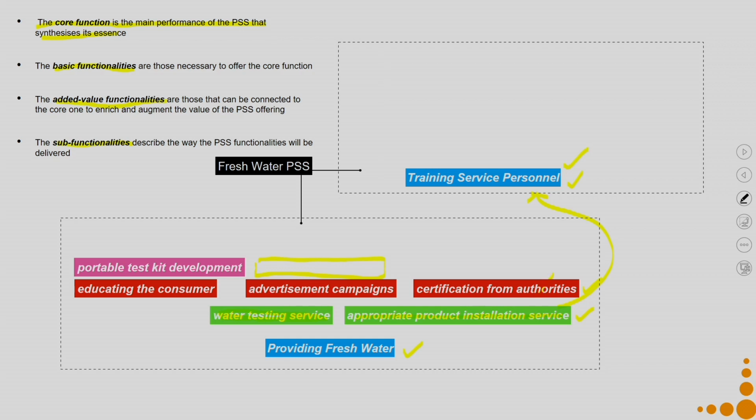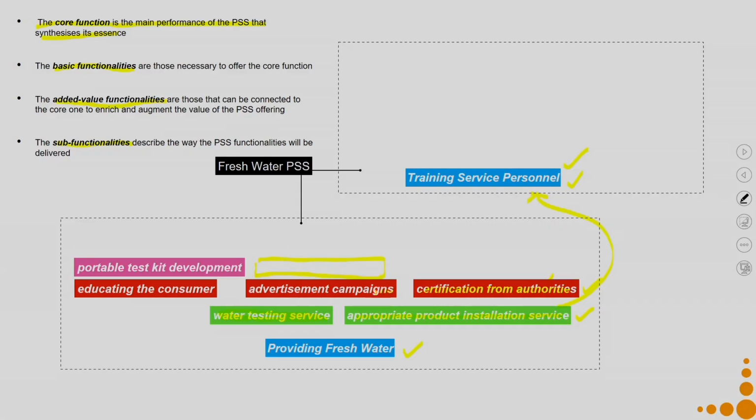Then to get certification from authorities, you have to design your product accordingly, in accordance with the rules of the certification. Then you have to apply for those certifications with proper legal bodies' help and so on. So, they are the sub functionalities. For advertisement campaign, again you have to identify appropriate advertisers for you, identify proper campaign elements and execute them. So, they are the sub functionalities.